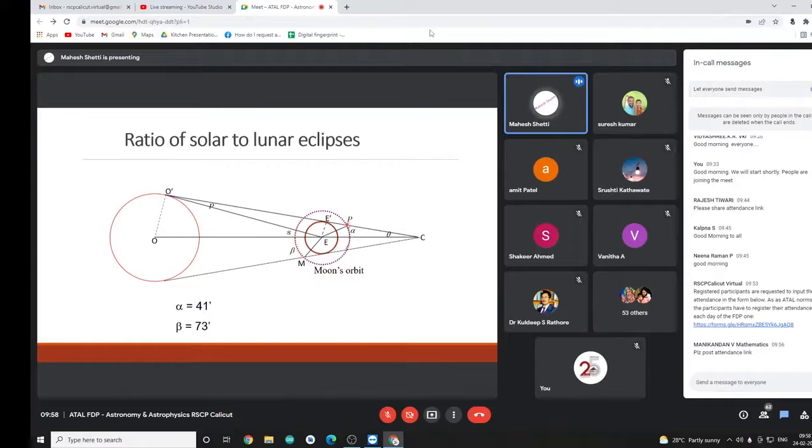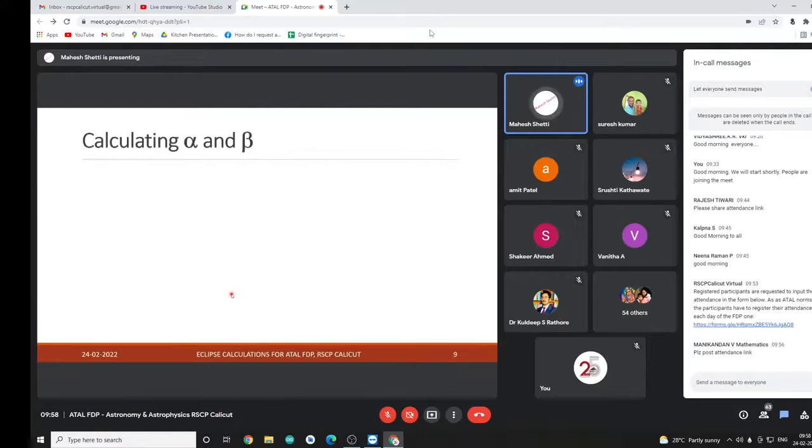So alpha is this part, beta is this part, and alpha is calculated here as 41 arc minutes, and beta is calculated as 73 arc minutes. But we'll see the exact calculations. So now let us calculate alpha and beta. That will tell us which is more frequent and how it is more frequent. How frequent is the solar eclipse?